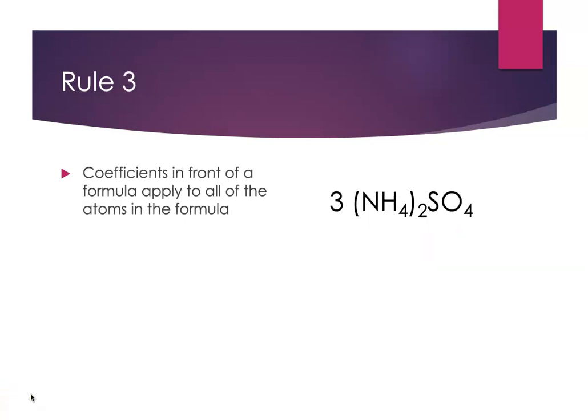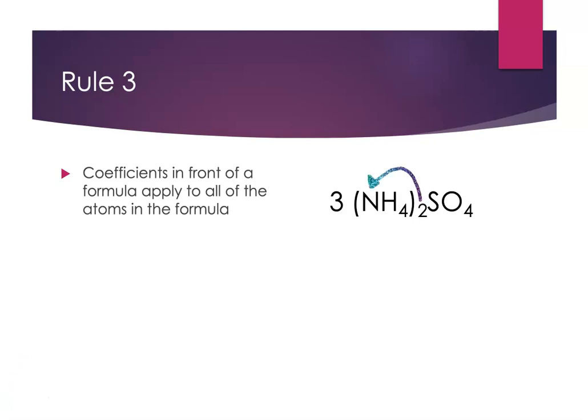And finally, sometimes we want to show that there's more than one copy of a particular formula unit or molecule. We can do that by using coefficients. If we write a formula with a coefficient in front of it, it applies to everything in the formula. So I've got the compound ammonium sulfate here. You'll notice the N and the H's are inside the parentheses, and there's a subscript 2 that applies to the N and the H atoms. Then there's the sulfur, and then there's 4 oxygens. But I've got 3 copies of this, so the 3 goes to everything here.